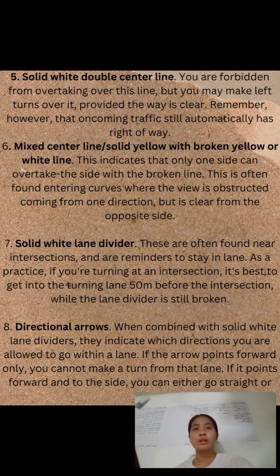Number 8 is directional arrows. When combined with solid white line dividers, they indicate which direction you are allowed to go within a lane. If the arrow points forward only, you cannot make a turn from that lane. If it points forward to one side, you can either go straight or turn.